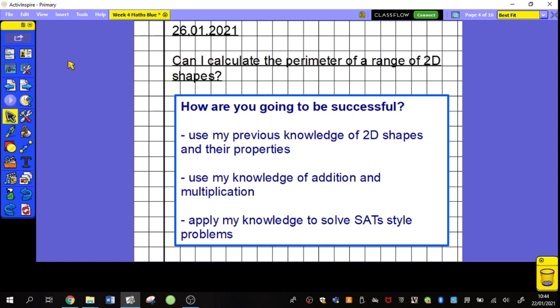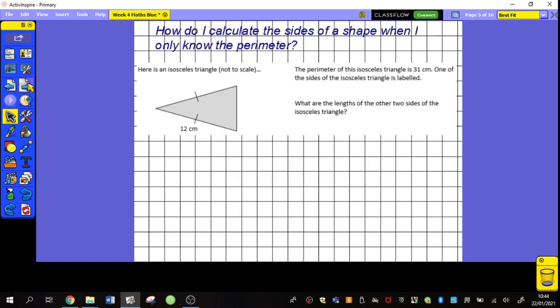Today we're going to be continuing to calculate the perimeter of a range of 2D shapes. You're going to be successful by using your previous knowledge of 2D shapes and their properties. You're going to need to use your knowledge of addition and multiplication and apply all of that knowledge to solve problems. So here is the problem that you are going to be faced with, or similar to this.